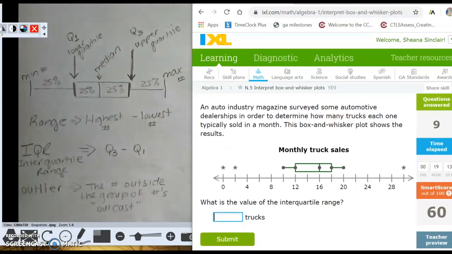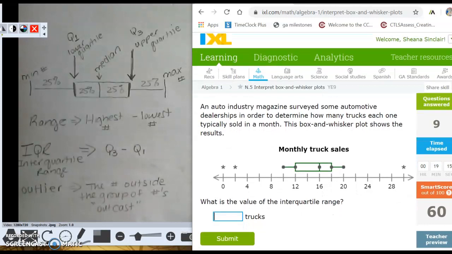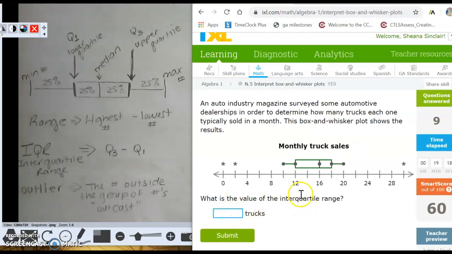Actually, they're asking for the interquartile range here. So we'll do this one last problem, and we'll also talk about the outliers because they do have some outliers present. So it says an audio industry magazine surveyed some automotive dealerships in order to determine how many trucks each one typically sold in a month. The box and whisker plot shows the results. So they're asking us for the interquartile range. So again, the interquartile range is Q3 minus Q1.